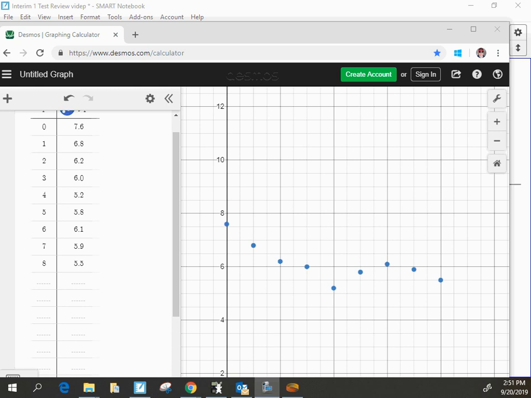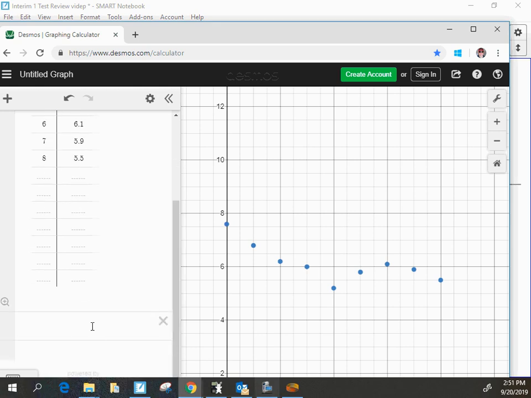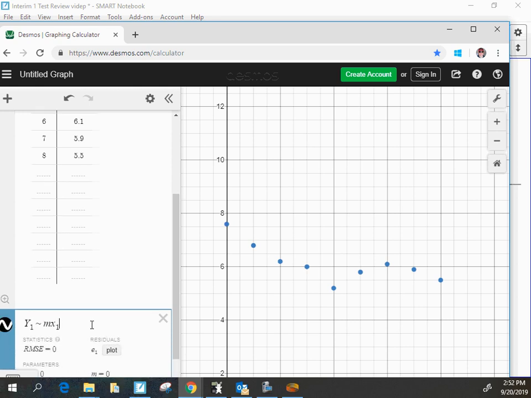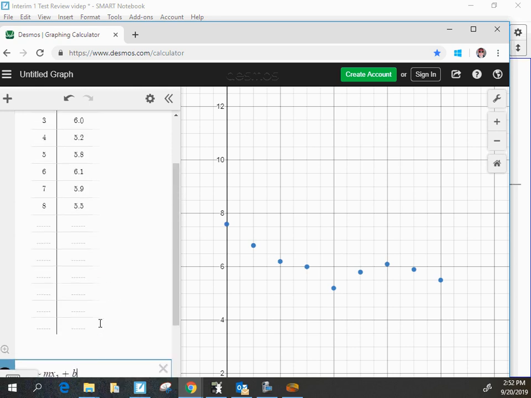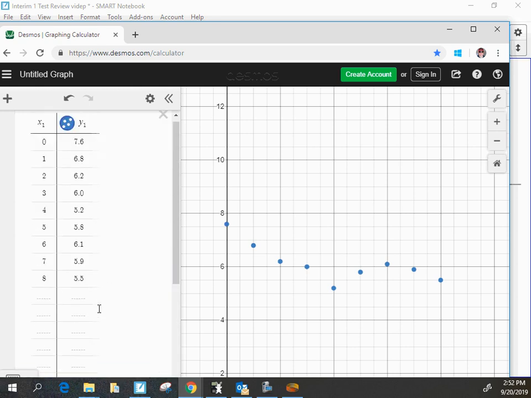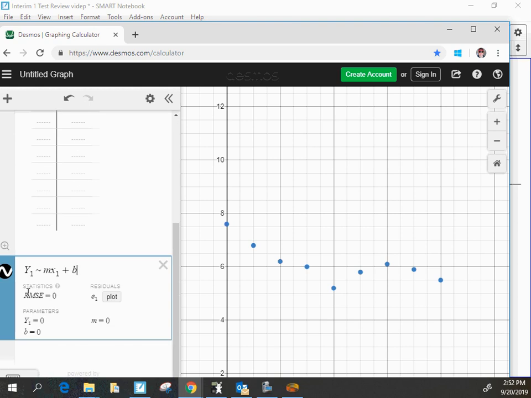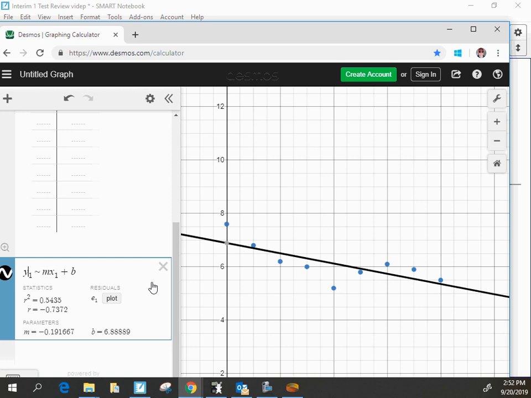So if we put this into Desmos, we get a scatter plot that looks like this, looks like some kind of linear correlation. And so then we once again use our command line, y sub 1 tilde m x sub 1 plus b. Why am I having trouble here? Okay, use a capital Y. And there is our line of best fit.